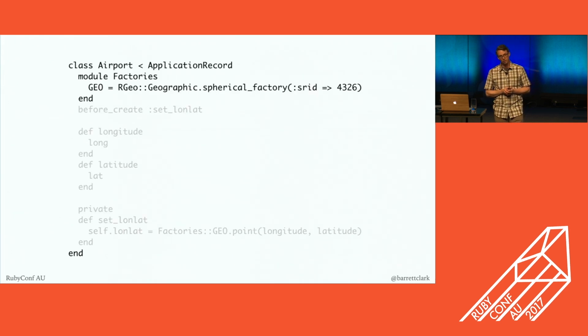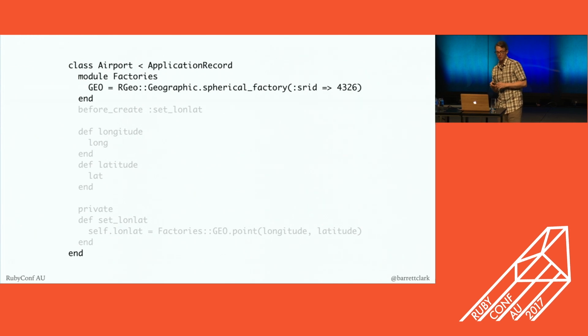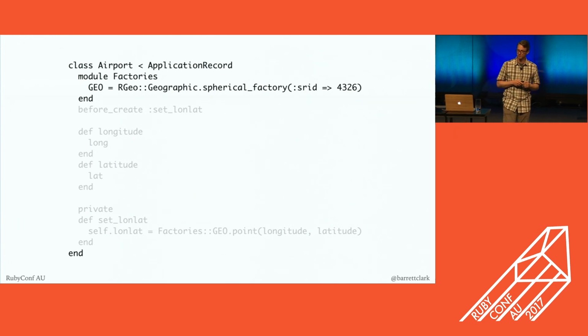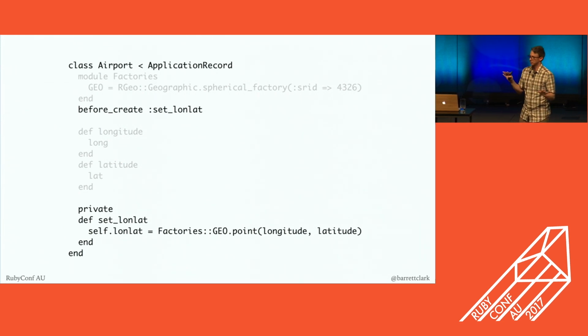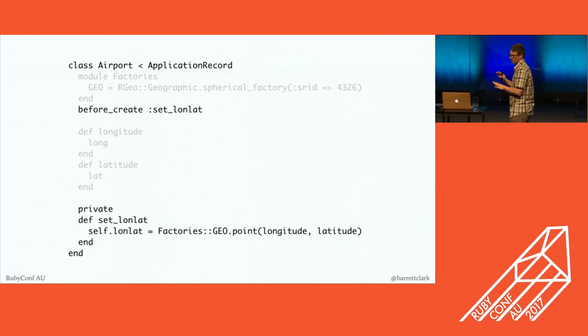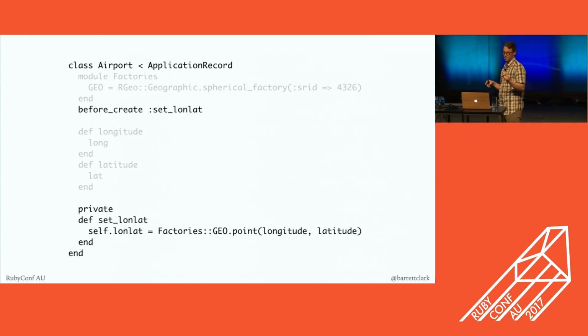Here's the airport model configured for PostGIS. That factory tells PostGIS what projection to use for spatial data. Aaron touched on projection earlier. It's really cool stuff, and we can talk about that later if you want to. I've added this before_create filter here so that I can just create that point as new records are created so that I don't have to do anything special. The GIS stuff just happens for me. So that's what that factory's geopoint longitude latitude does.